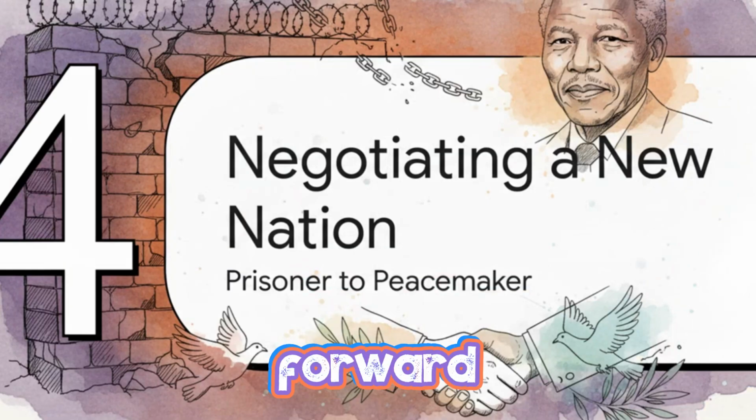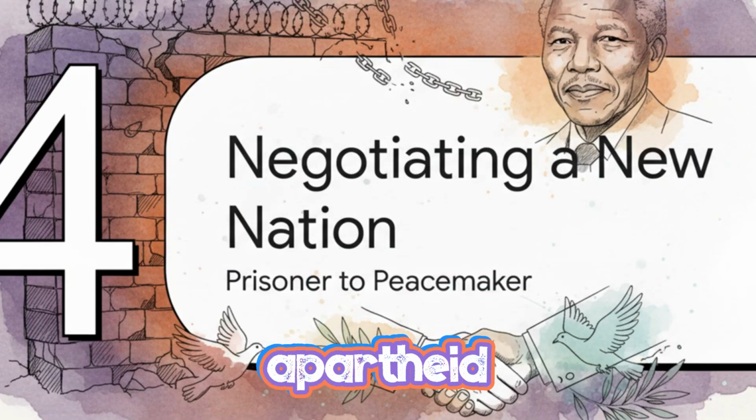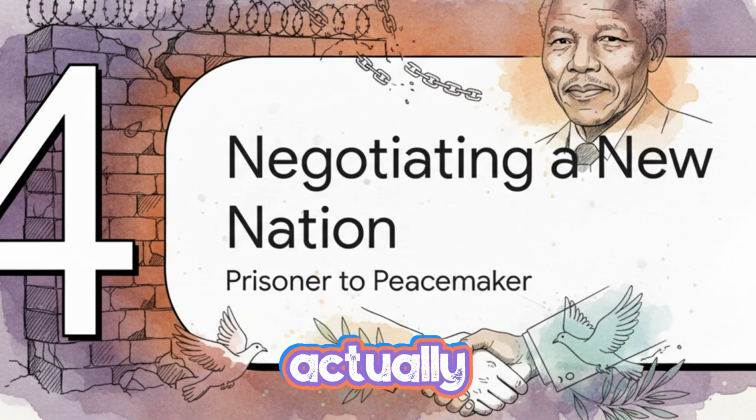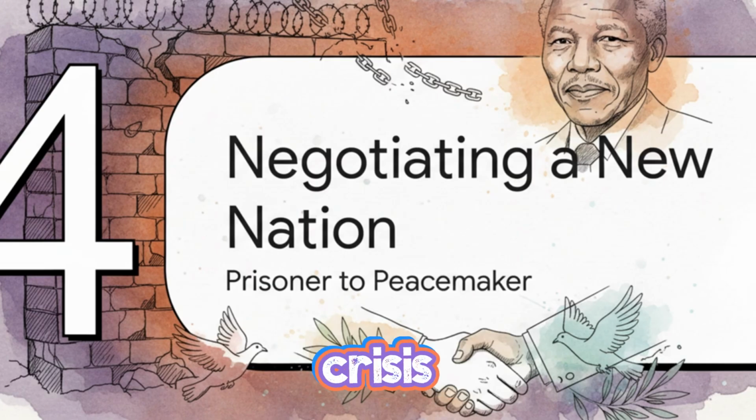Okay, so fast forward to the late 1980s. The apartheid government is feeling the heat, big time. There are international sanctions, massive protests at home. They're realizing the system just isn't sustainable, and they come to a pretty incredible conclusion. They have to negotiate with the one man who could actually lead the country out of this crisis, the very man they've locked away for decades.